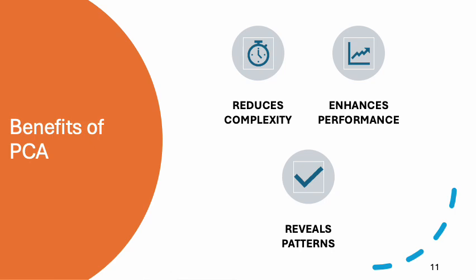1. Reduces complexity. By lowering the number of dimensions, PCA simplifies models and makes them more interpretable. 2. Enhances performance. Reducing the dimensionality can improve the performance of machine learning algorithms by mitigating overfitting and reducing computational costs. 3. Reveals patterns. PCA helps uncover hidden patterns and relationships in the data that may not be obvious in the original high-dimensional space.